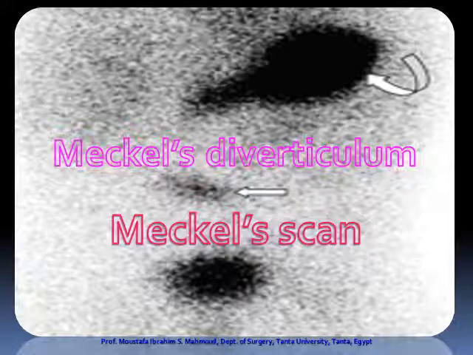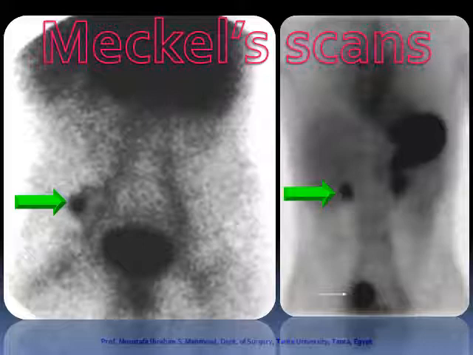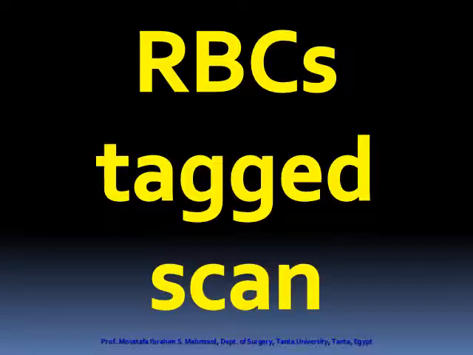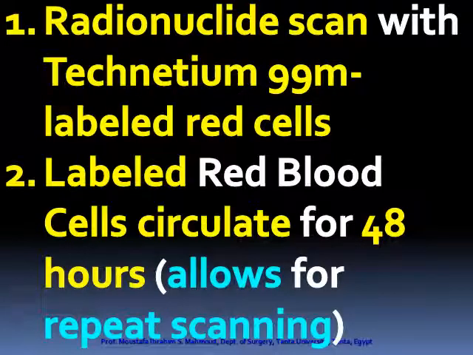Meckel's diverticulum, Meckel's scan. RBC tagged scan, radionuclide scan with technetium-99m labeled red cells. The labeled red blood cells circulate for 48 hours, allowing for repeat scanning.